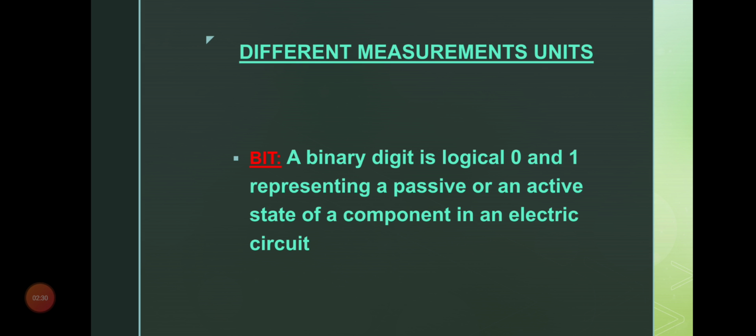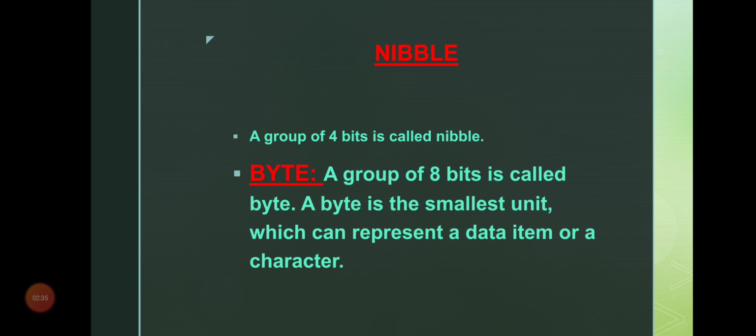A group of 4 bits is called a nibble. A group of 8 bits is called a byte. A byte is the smallest unit which can represent a data item or a character.